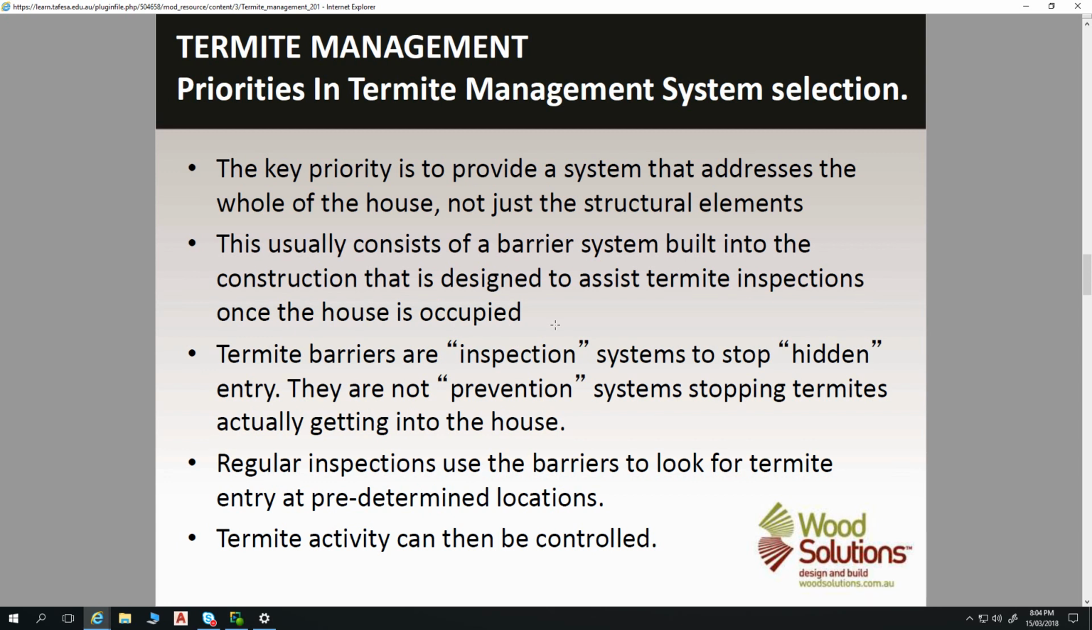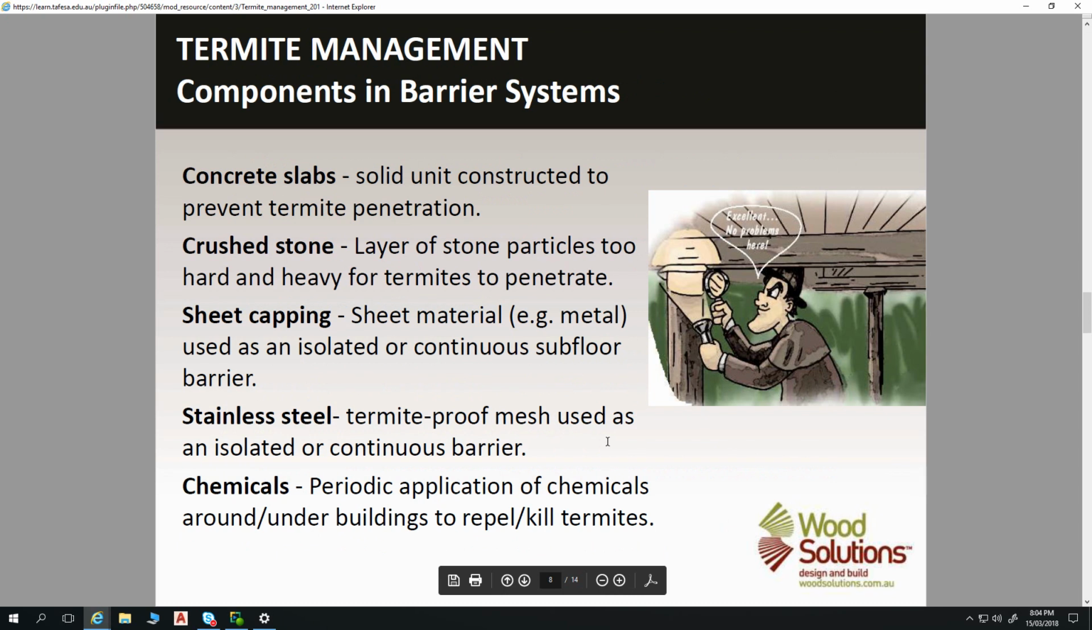Termite barriers are inspection systems to stop hidden entry. They are not prevention systems stopping termites actually getting into the house. Regular inspections use the barriers to look for termite entry at predetermined locations. Termite activity can then be controlled. So all of you probably would have seen ant caps on the top of stumps before. That forces the termites to build a mud nest around that ant cap to get into the house, which makes them visible. So, concrete slab is a solid unit constructed to prevent termite penetration.